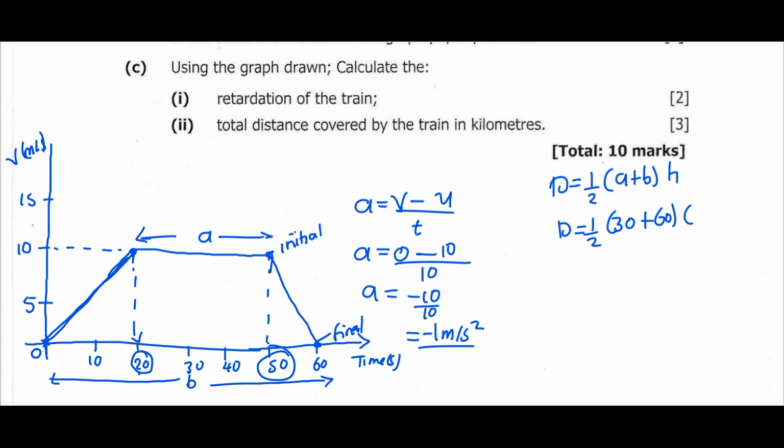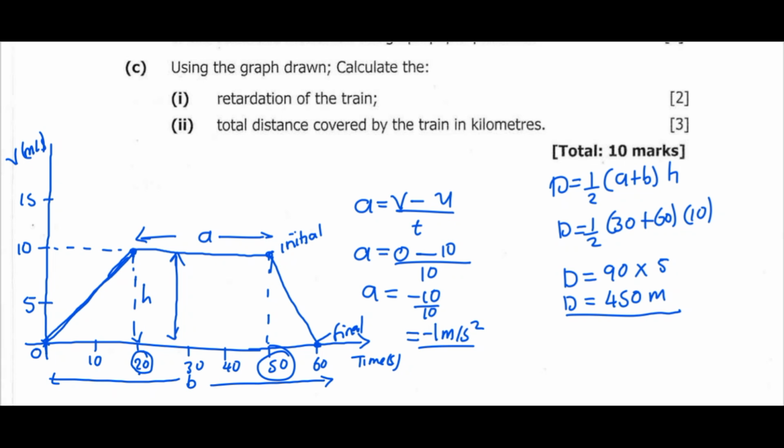Then the height is this distance from here up to here. So the height is just 10. So 30 plus 60 will give us 90. Half of 10 is 5. So 5 times 90 will give us 450 meters.